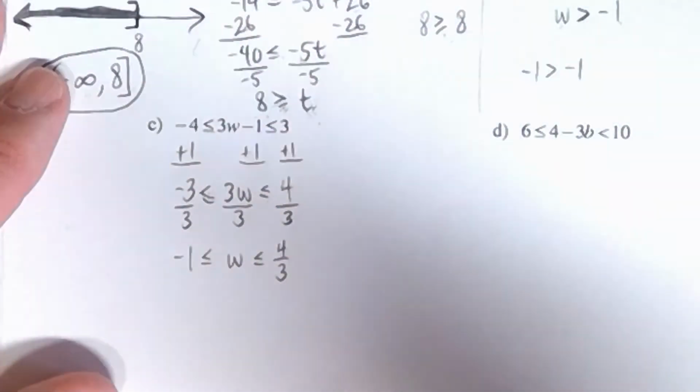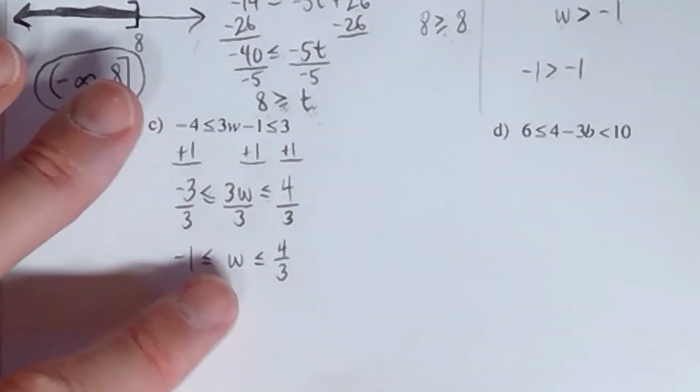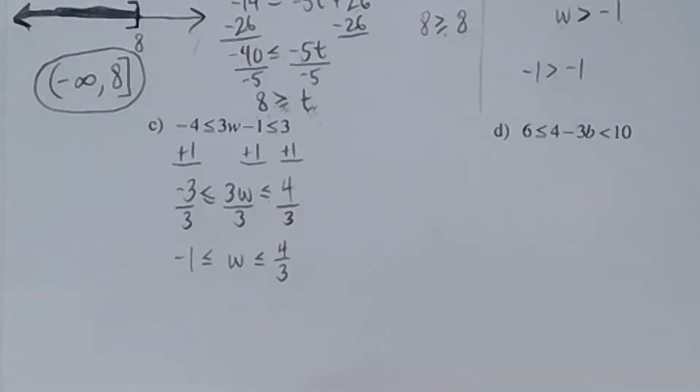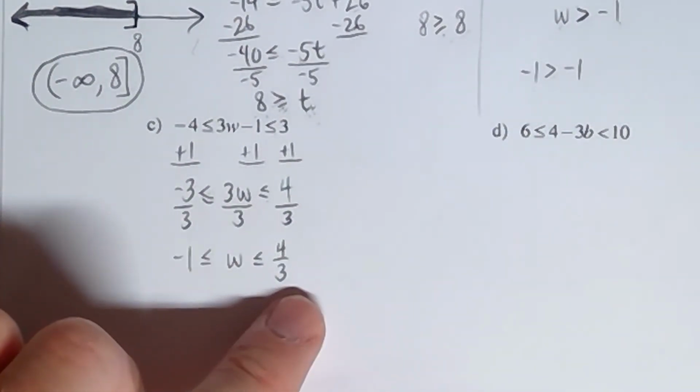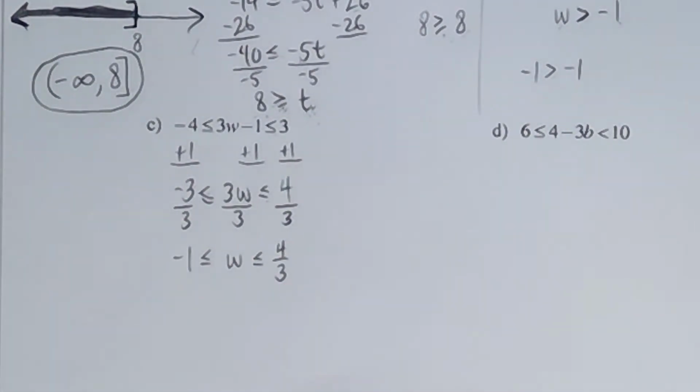What does this mean? We got W by itself right in the middle. If you get W by itself in the middle, then you're on your way to doing the number line and the interval notation, just like before. But what does this mean, when there's 3 parts like that?